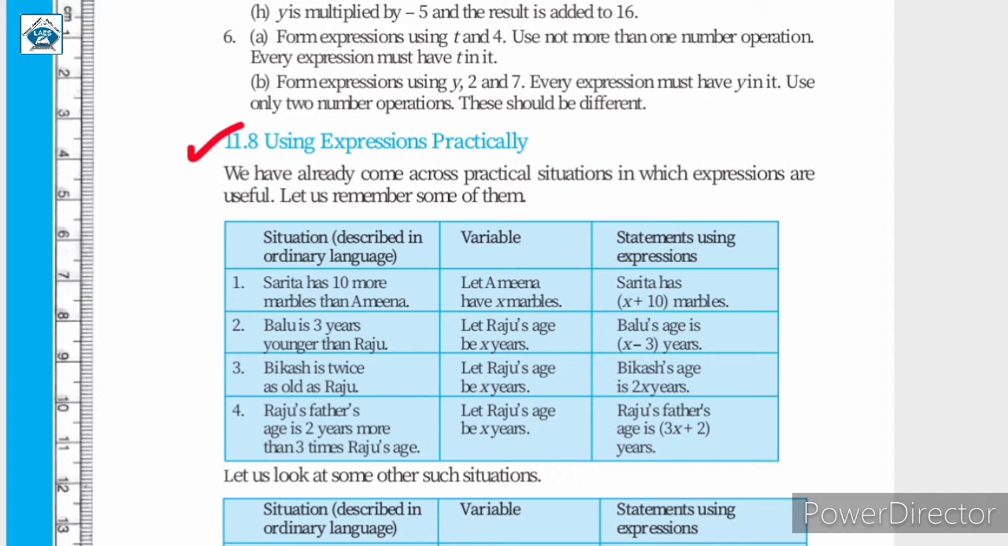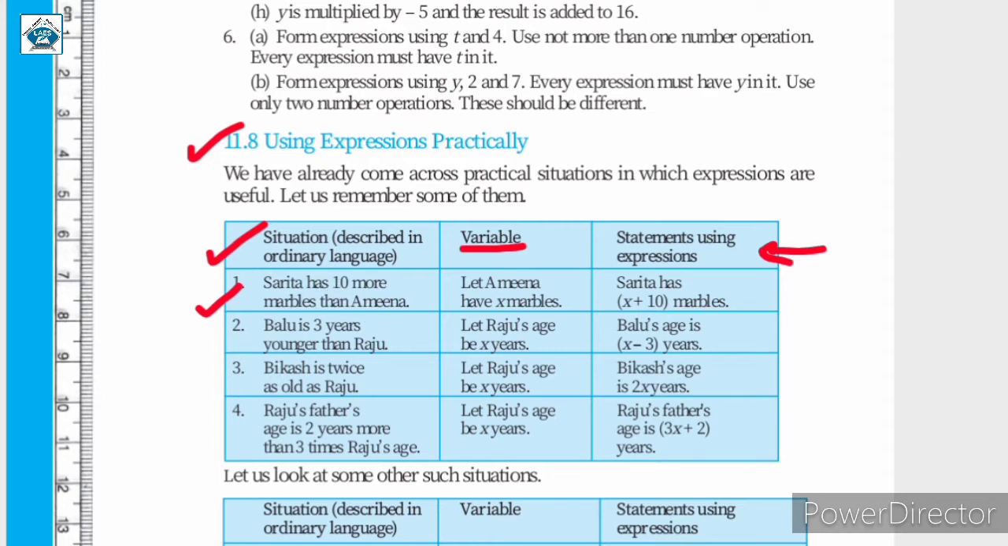So here we are given situations described in ordinary language. In this column we are given the variable and here we are given statements using expressions. The first situation is Sarita has 10 more marbles than Amina. So here we are comparing Sarita's marbles with Amina's, and we can easily understand that Sarita के पास ज़्यादा marbles है. कितने ज़्यादा है? 10 more.